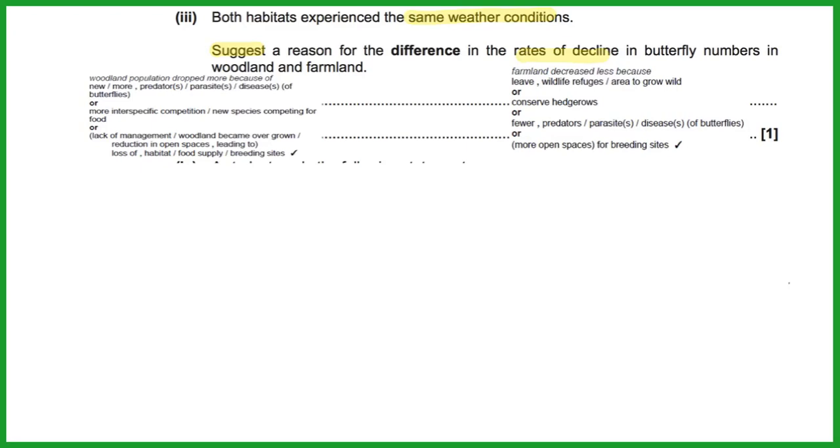And then the farmland could have decreased less because there might be wildlife refuges. They might have conserved hedgerows. There might be fewer predators or fewer parasites or more open spaces for breeding. Now suggest means come up with any reasonable answer that could have explained this, but put it in sensible A-level biology terms.